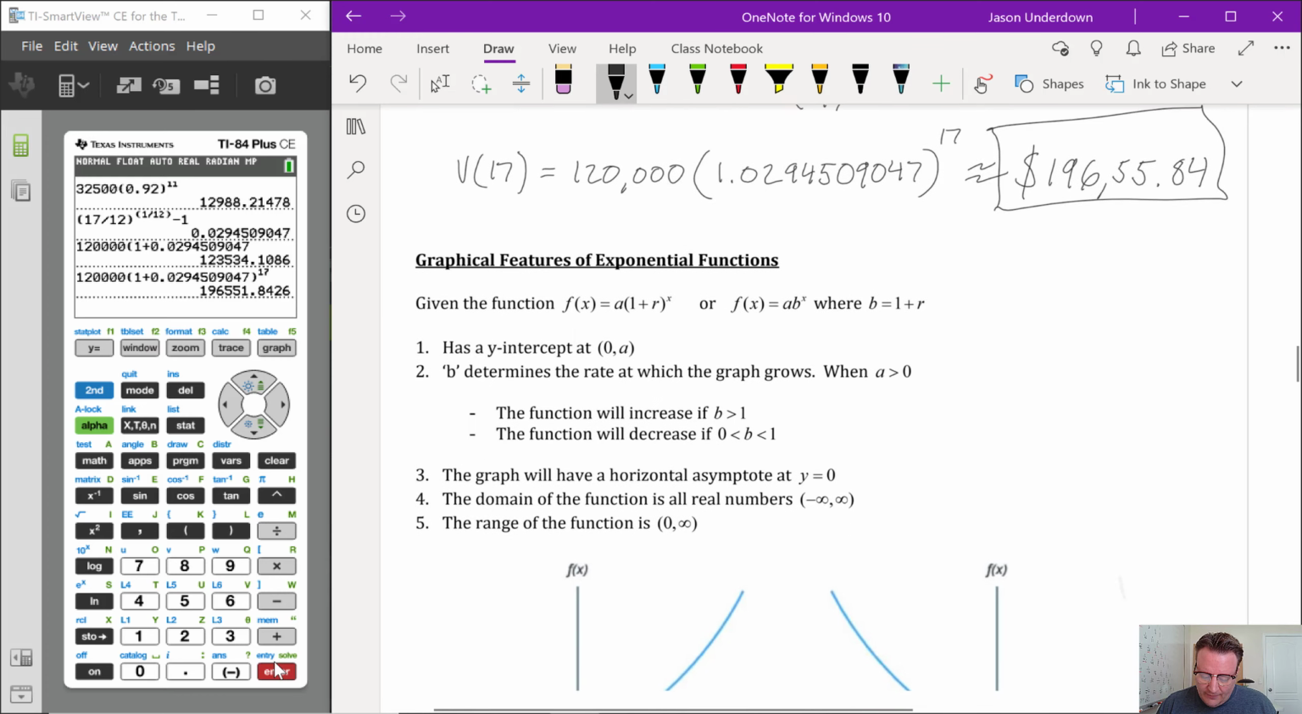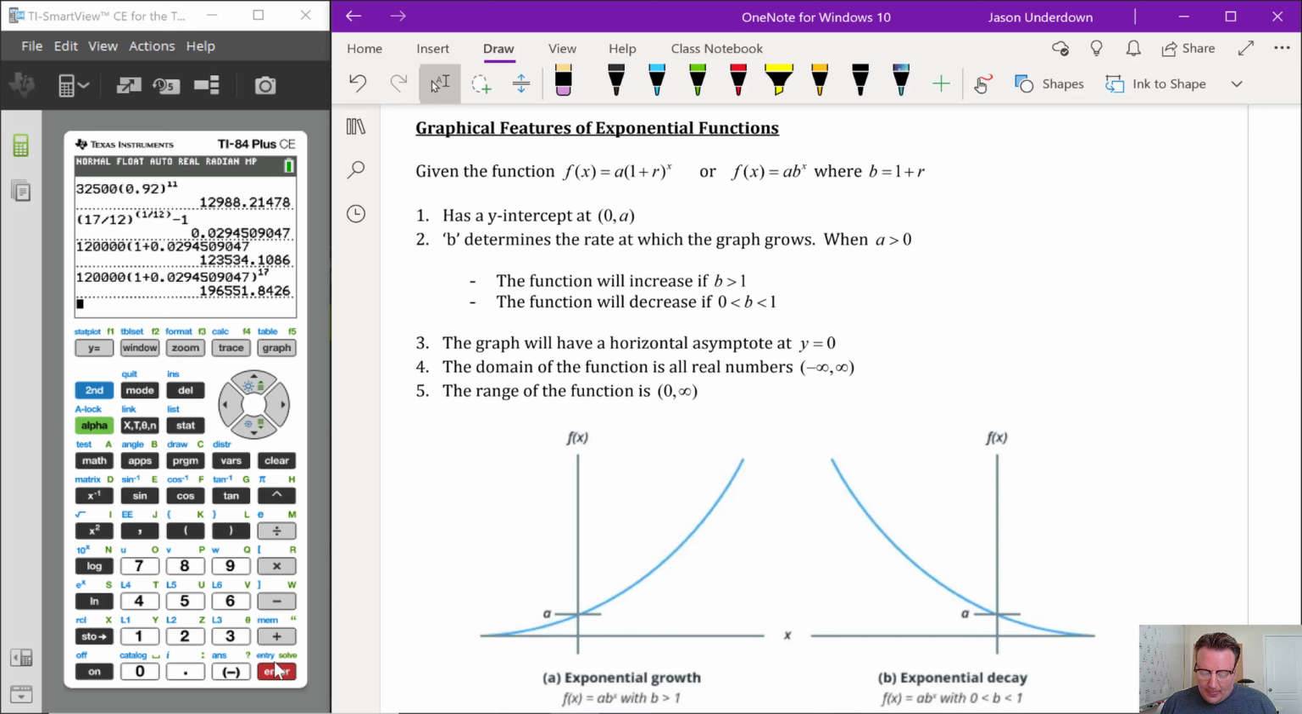Okay, so graphical features of exponential functions. First, notice that we can just rewrite our function a times 1 plus r raised to the x power as a times b raised to the x power, where b is just 1 plus r. It's our growth multiplier or growth factor. A few things about exponential functions. Notice for both of these functions, if I evaluate them at x equals 0, then I have my base raised to the 0th power, and any number raised to the 0 power is just going to be 1. And so I'm going to get a times 1 for both of these expressions. So the point is that every exponential function has a y-intercept at (0, a).